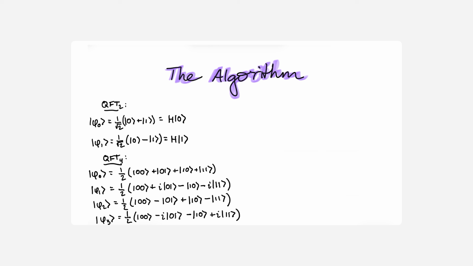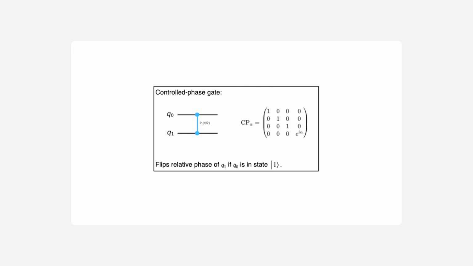So Hadamards will help generate these states by spreading out each computational basis state into a uniform superposition, but for more control of the individual phases, we need something called a controlled phase gate. The controlled phase gate takes a control qubit and a target qubit and applies a phase e to the i alpha to the target qubit's 1 component, but only when the control qubit is in the state 1.